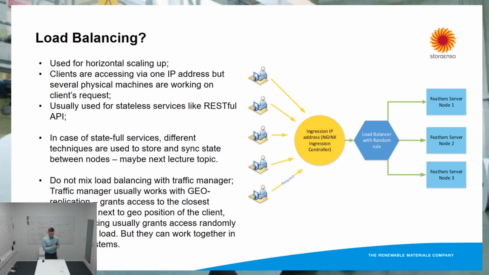There are different rules of load balancing. It can be random rule, which is the most simple. So the load balancer picks up the server for you randomly and serves the data from this server. It can pick up the least busy server, or in most advanced cases, if it's a traffic manager, it can pick up the geographically closest server to you.